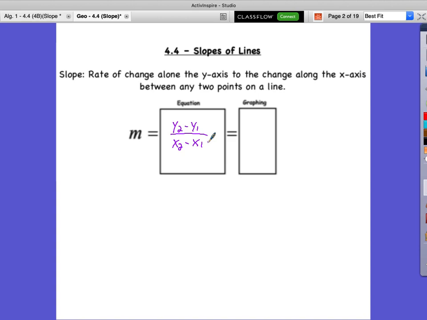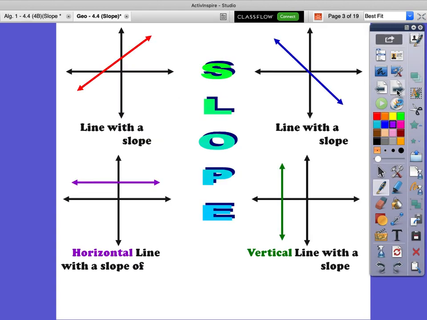Graphing, we also think of it as what over what? Rise over run. The rise is how much the y's are changing. The run is how much the x's are changing. Okay, left to right, up and down. Yes, this is an Algebra 1 concept. We're reviewing it today because it's used in geometry as well. So that's done. Okay, continuing on.